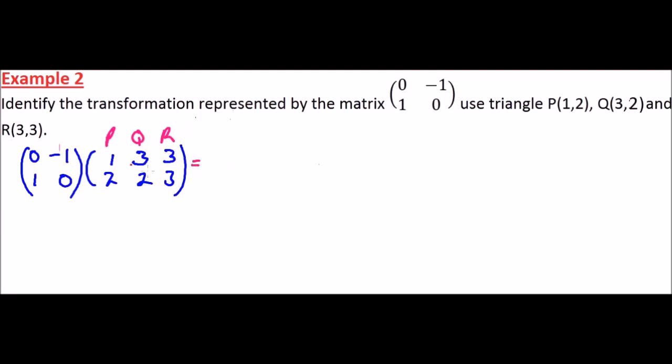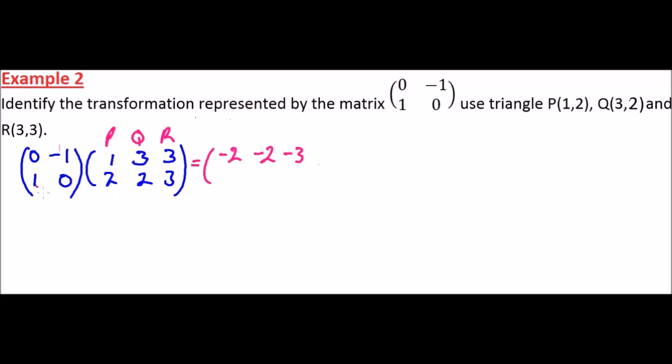So this will give us 0 times 1 is 0, minus 1 times 2 is minus 2. When you add, you'll be able to get minus 2. Then 0 times 3 is 0, minus 1 times 2 is minus 2. So that you also, when you add, you get minus 2. Then we have 0 times 3, that is 0, minus 1 times 3, that will give you minus 3 when you add 0 and minus 3.